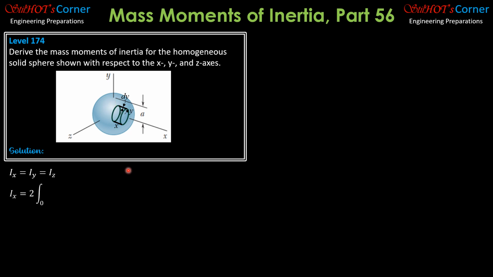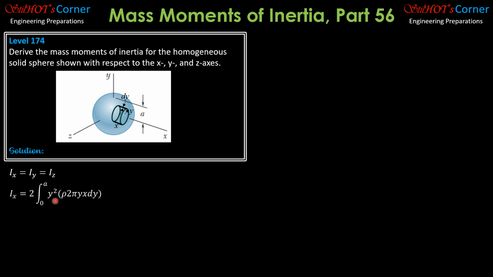So Ix equals 2 times integral 0 to a of radius of gyration square y square, differential volume. So again, the reason why we had to multiply it by 2 is because in this strip we consider only the right half, and that's why we multiply it by 2 to get the entire mass moment of inertia of this sphere.